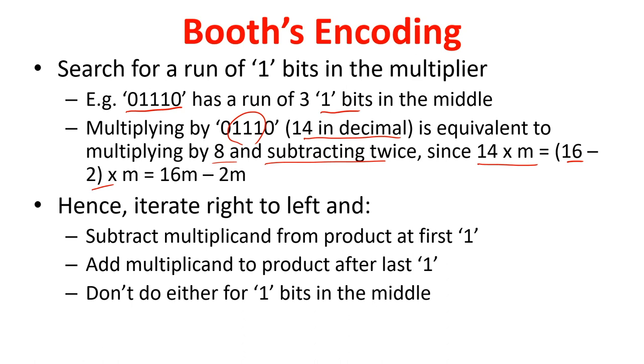So in this case, this gets represented as 16m minus 2m. The first bit gets converted into negative 1 and this one is positive 1. So 0, 1, 1, 1 gets converted to a minus 1 and a plus 1. Hence we can iterate right to left: subtract the multiplicand from the product at the first 1, then add the multiplicand to the product after the last 1, and don't do either for a 1 in the middle. That's the basic idea for both encodings.